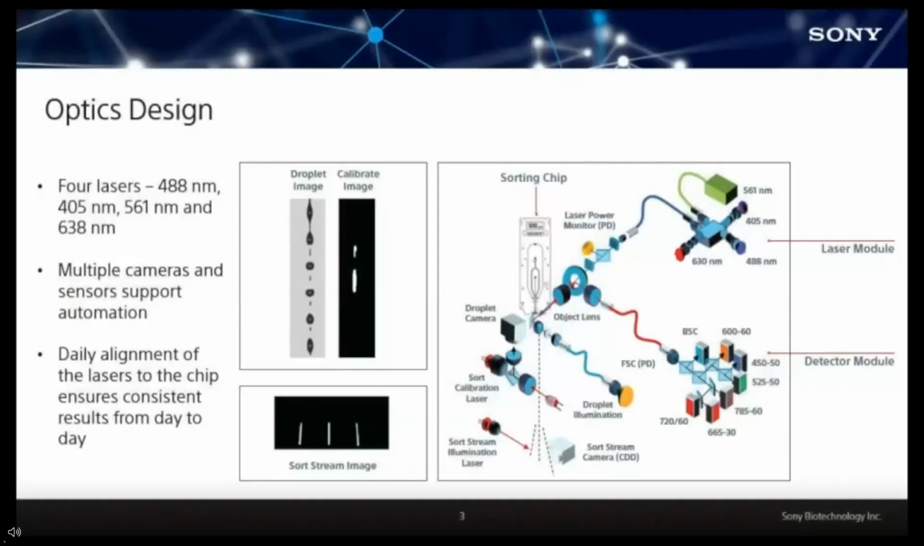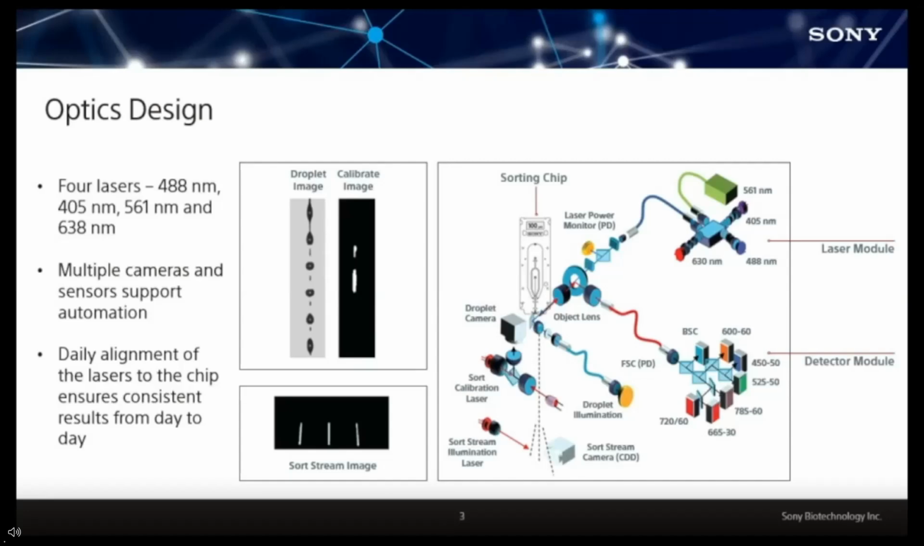A little bit more on optics design. The system is available with up to 4 lasers, the 488, 405, 561, and 638 nanometer laser. There are multiple cameras and sensors to support automation. Daily alignment of the lasers to the chip ensures consistent results from day to day.